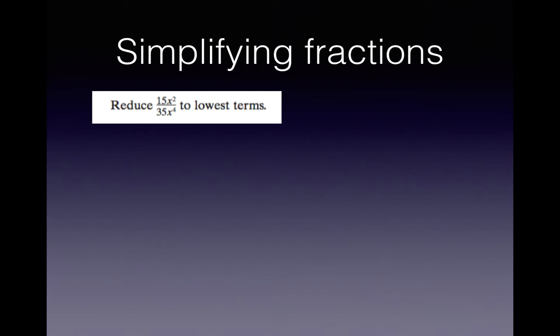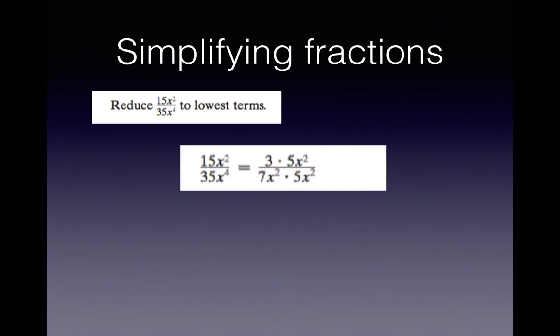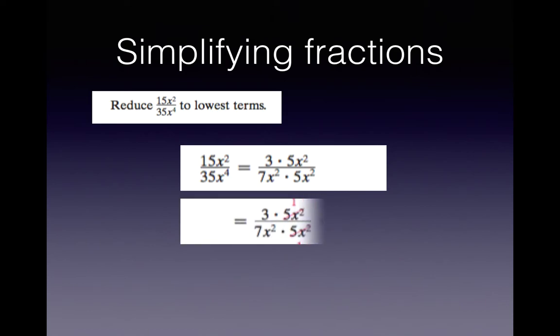So what I want to do is get the factors of 15, the factors of 35, factors of x squared, and factors of x to the power of 4. So factors of 15: 3 by 5, and then multiply by x squared. And factors of 35 x to the 4 can be written as 7x squared multiplied by 5x squared. Well, the 5x squareds will cancel, top and bottom, and we'll be left with 3 over 7x squared.